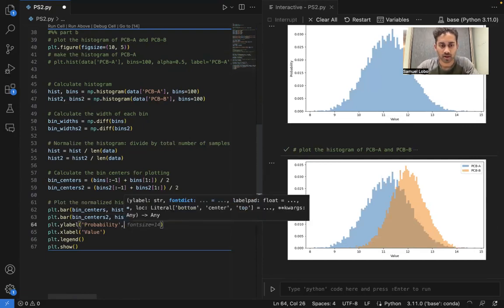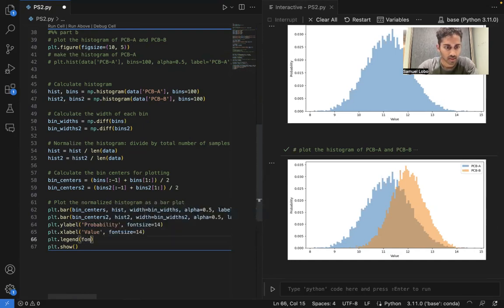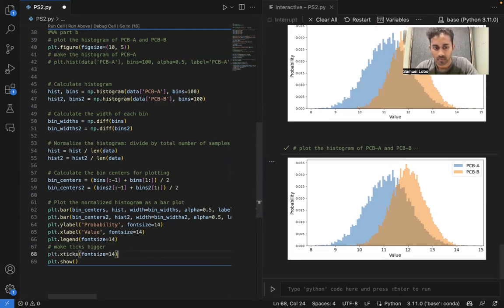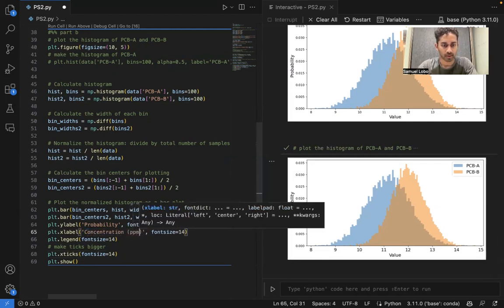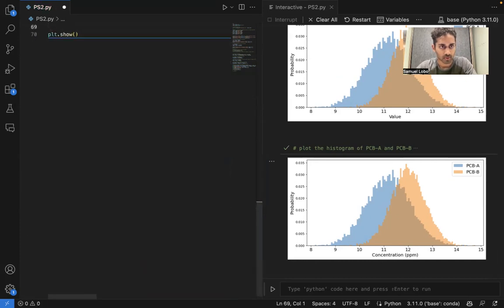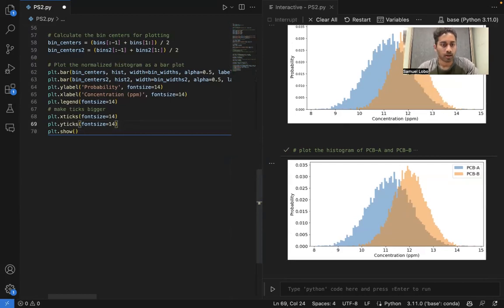A couple critiques of this graph is that the font is too small. So let me fix that. Okay, that looks a bit better. Oh, and let me just make the ticks bigger. Okay. And it shouldn't be value, it should be concentration in parts per million. Okay. Now that looks like it's completely correct. Cool. Okay, cool. All right, so that's part B.